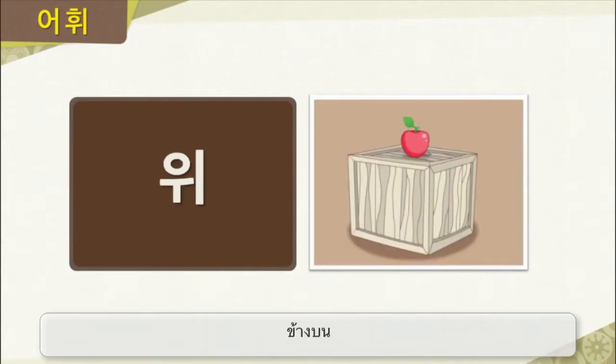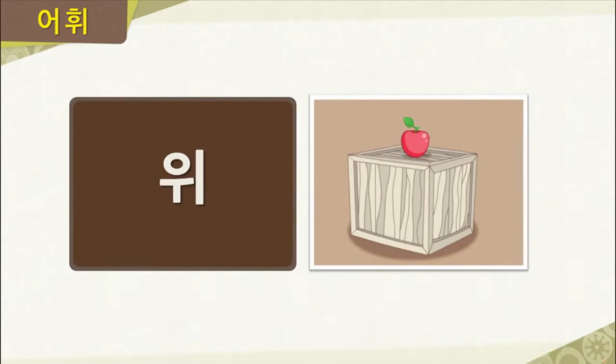Now our next word here is 위. Please read along and repeat after me. 위. Now if you take a look at this picture here, we have a box, or in Korean we would say 상자, and we have an apple which is on top of the box. So to say that the apple is on top of the box, we would say 상자 위. Now let's try to say this word one more time. 위.